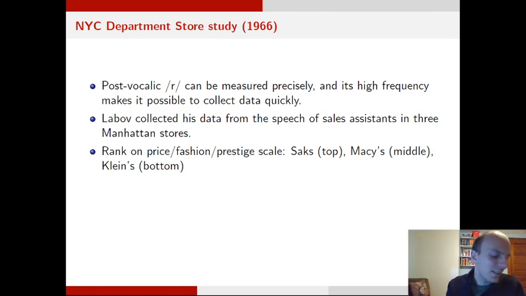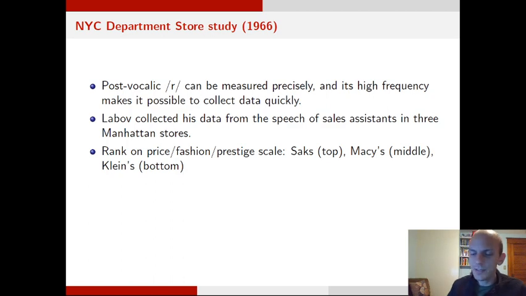And listen, I know nothing about shopping, class, like nothing. So if these aren't accurate, well, blame Labov from the 1960s. But what he said was that Saks was the highest prestige, highest price department store, Macy's was the middle, and Klein's is the bottom. I honestly don't even know if these places still exist, but you'll have to take Labov's word for it.